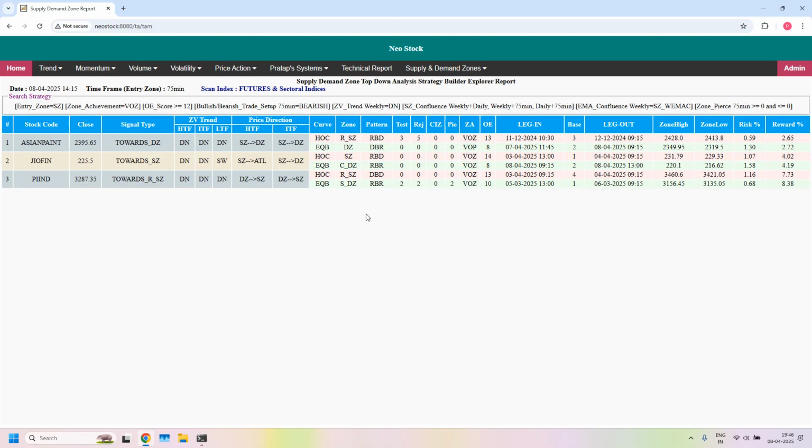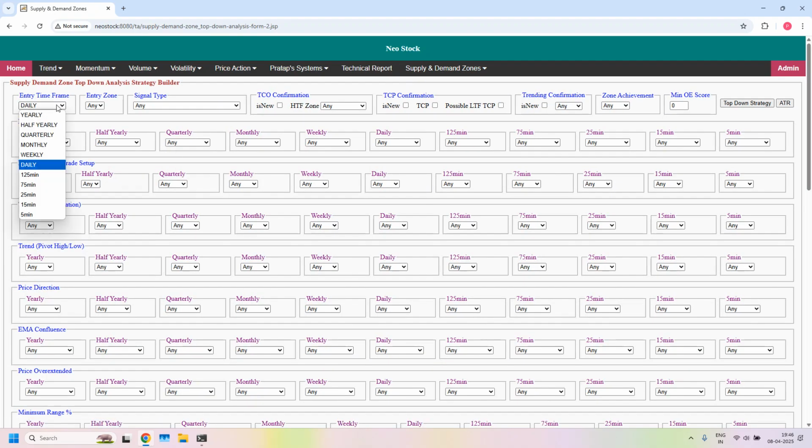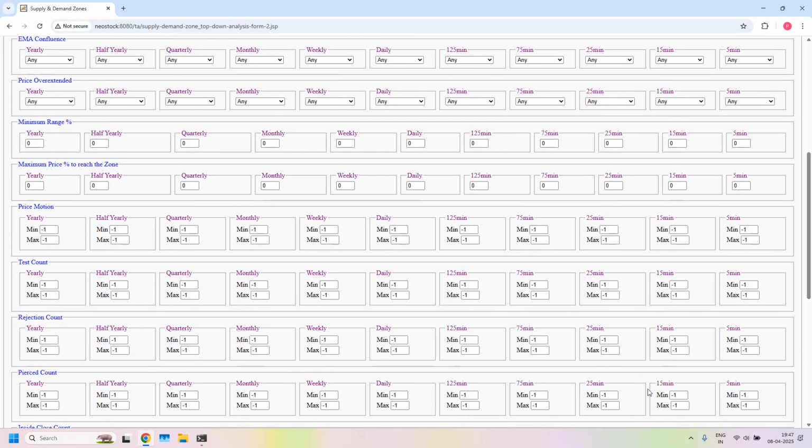Next we will look into daily income trade supported stocks. Bullish trade setup, daily income trade, entry time frame 15 minutes, entry zone, demand zone, bullish or bearish. At 15 minutes I am selecting bullish, and the zone achievement is violated opposing zone, minimum order enhancer score is 12, and 15 minutes demand zone should not be pierced. So in the pierced count at 15 minutes time frame, minimum value 0, maximum value 0.